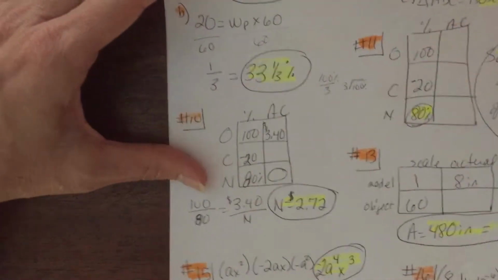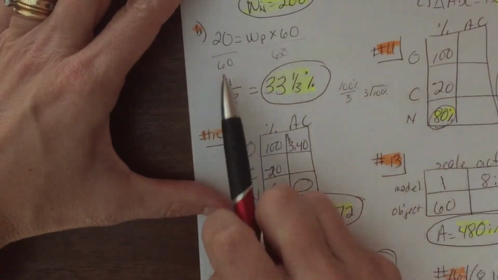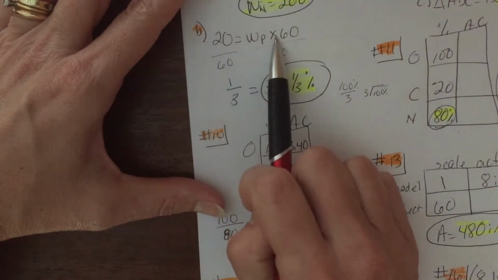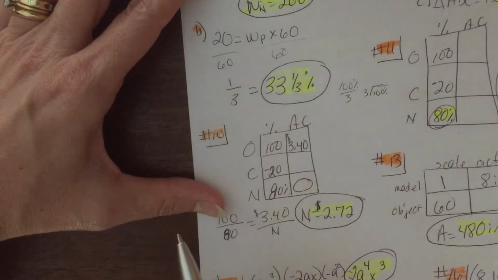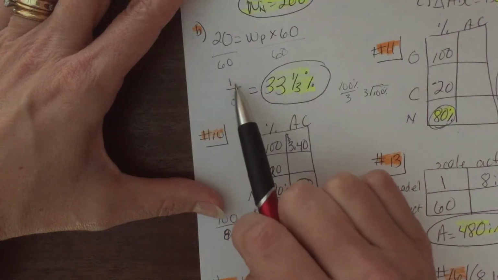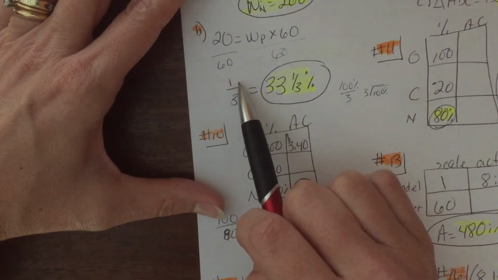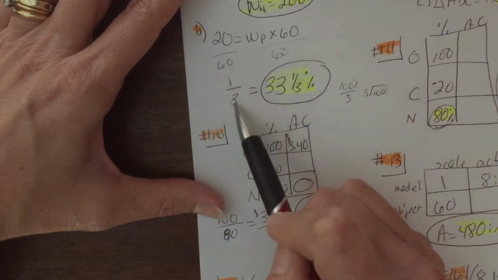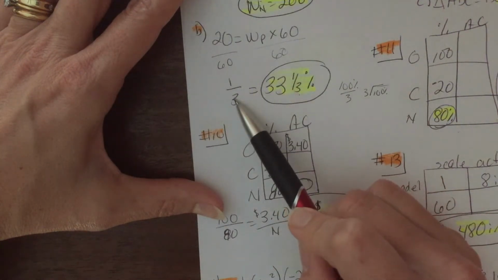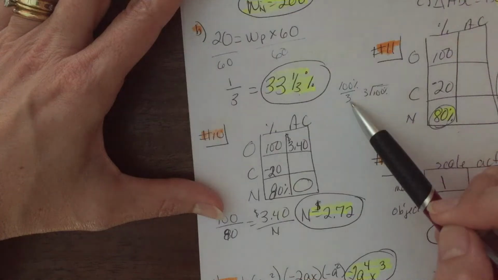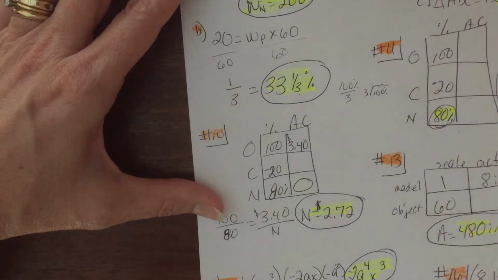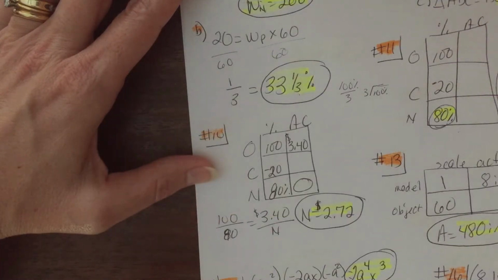I forgot to do B on number 8. Sorry, guys. B on number 8 is 20 is what percent of 60? So I divided both sides by 60. 20 divided by 60 is 1/3. To go from fraction to percent, I had memorized that 1/3 is 33 1/3%, but if you don't have it memorized, take 1/3, multiply it by 100%, you get 100% divided by 3, and then go ahead and divide 100% by 3, and you'll get 33 1/3%.